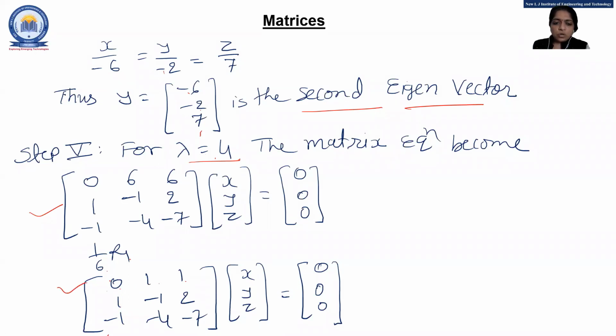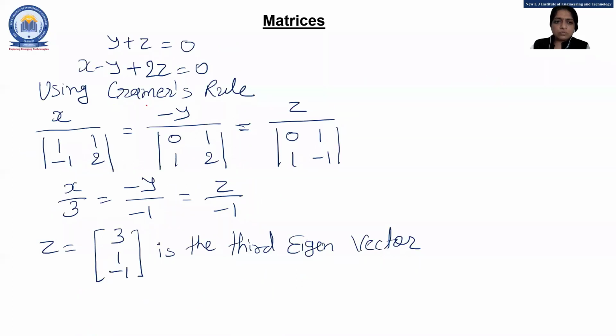So from first row, I have y plus z equal to 0. And from second row, x minus y plus 2z equal to 0. So I'm taking equations from the first row and second row. And again, I'm applying Cramer's rule and I get my third eigenvector.